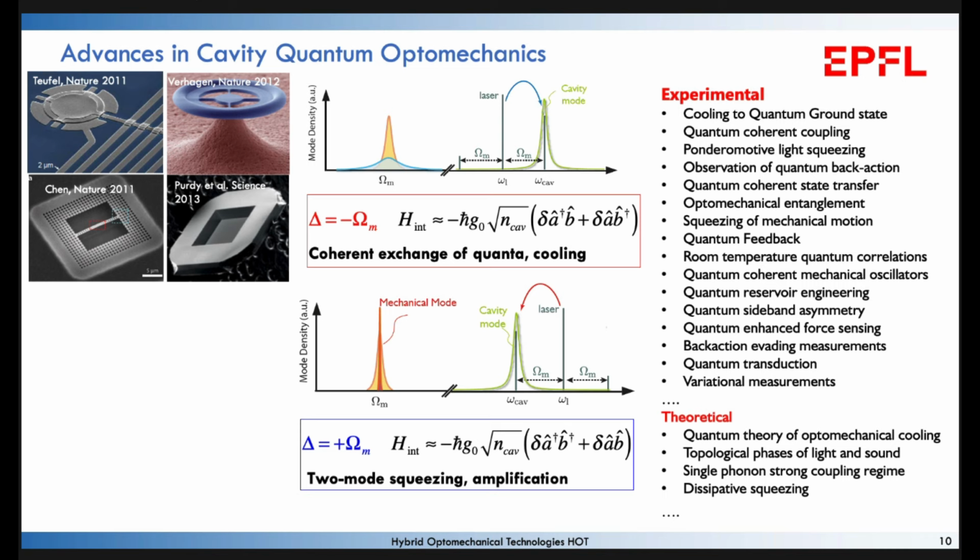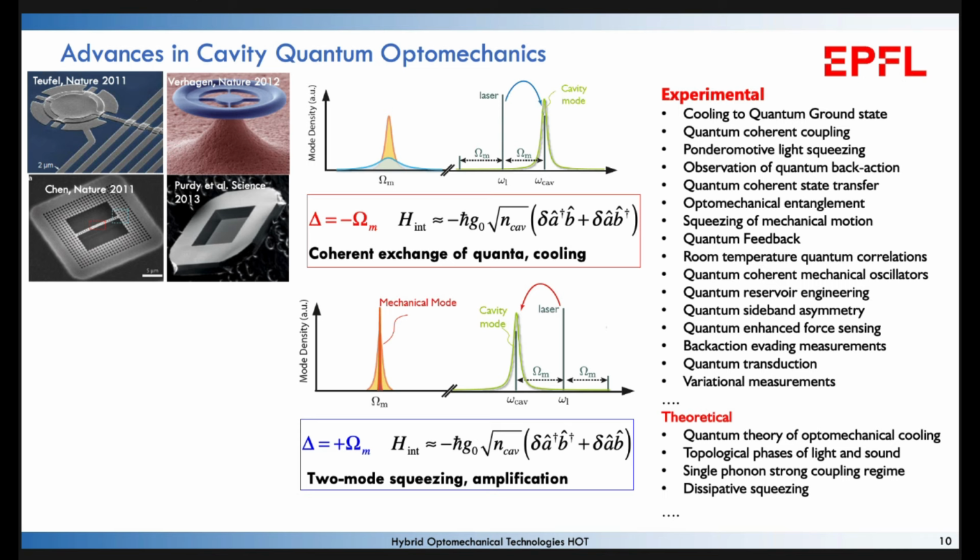One of the most successful platforms are these vacuum gap capacitors. And there's been, from my perspective at least, a very surprising plethora of explorations of putting mechanical systems in the quantum regime. From entanglement, from squeezing of mechanical motion, to observing quantum back action or the variational measurements we referred to yesterday. There's also been a lot of theoretical progress, looking at how single mode optomechanical systems, but also lattices, can be used to emulate topological phases of light and sound, and numerous other theoretical proposals that have been made.